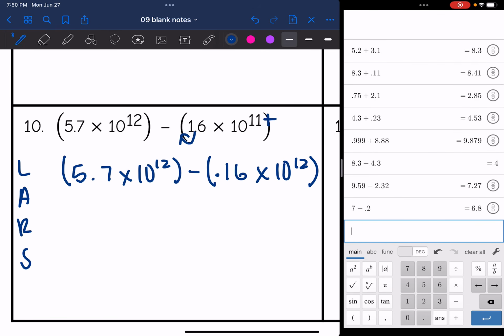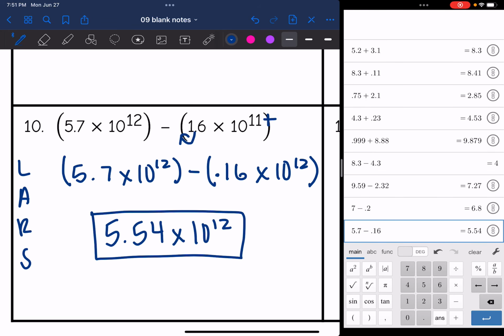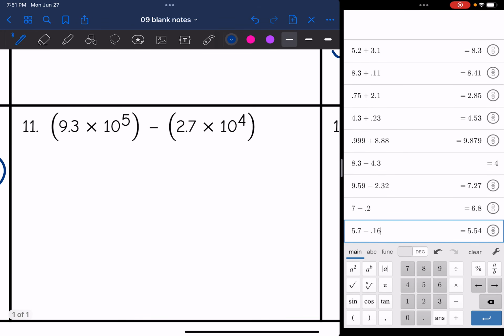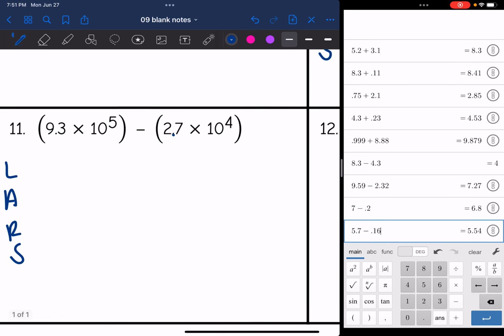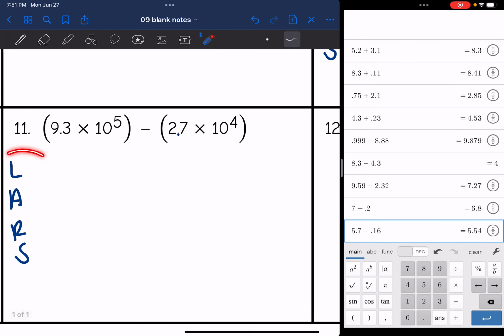So now I subtract the coefficients. 5.7 minus 0.16 is 5.54. And then times 10 to the 12th. Okay, number 11, need to do Lars again. I'm going to use left add to make sure that this coefficient is smaller.